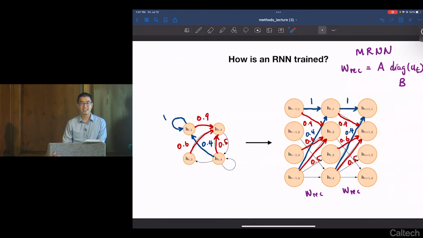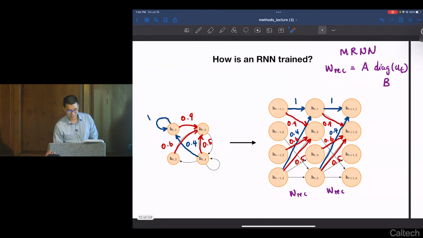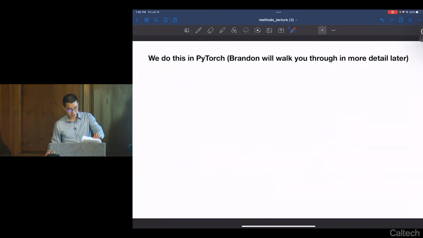Right. Any questions here? All right, so Brandon will go through the details of this in PyTorch.